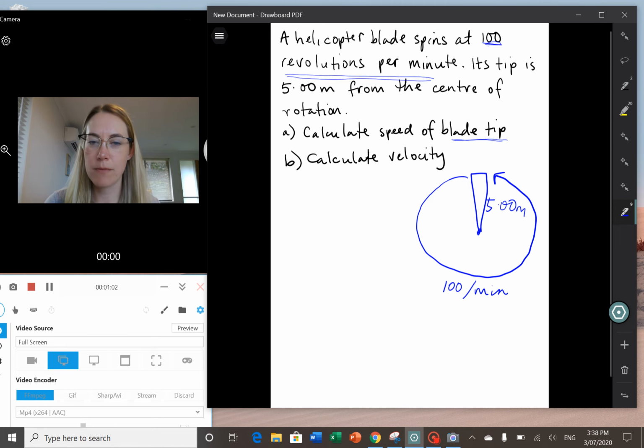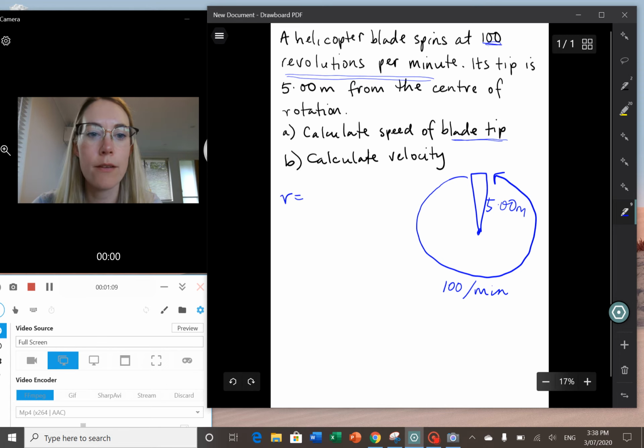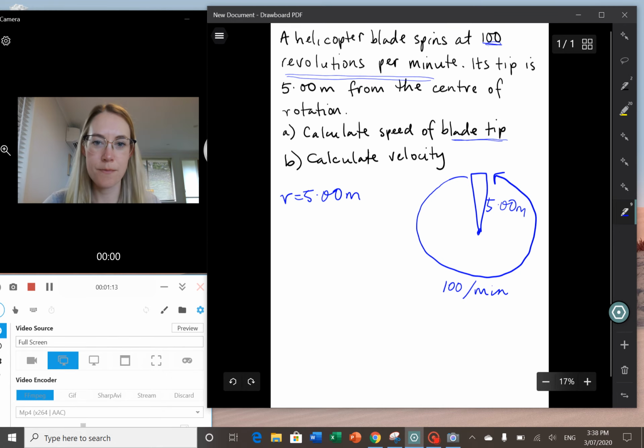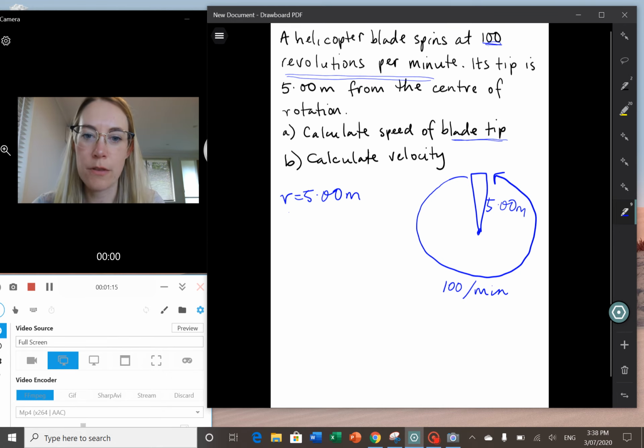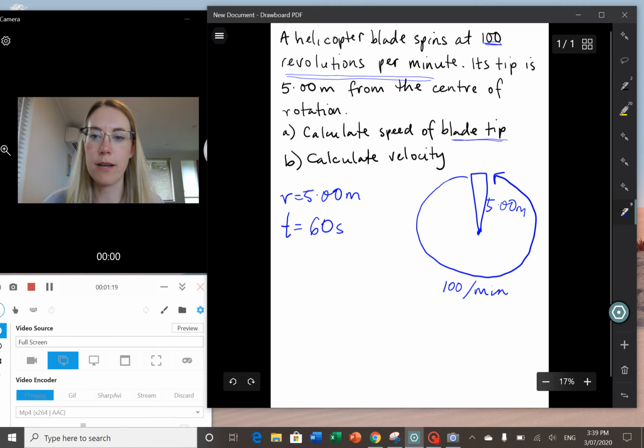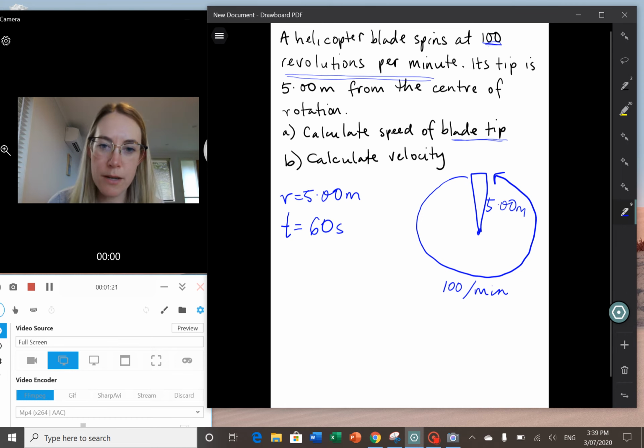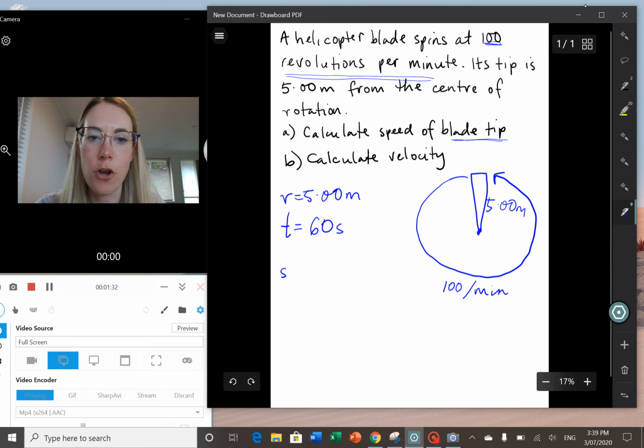In calculating the speed, I want to first identify what information I've been given. What do I know? I know that the radius of my circle is 5.00 meters. And I know that the time that I have been given is, I'm going to convert it into seconds. The time I've been given is a minute, and I'm converting it to seconds because that's our standard unit of measurement for time. I'm being asked to calculate the speed. So speed is my unknown.